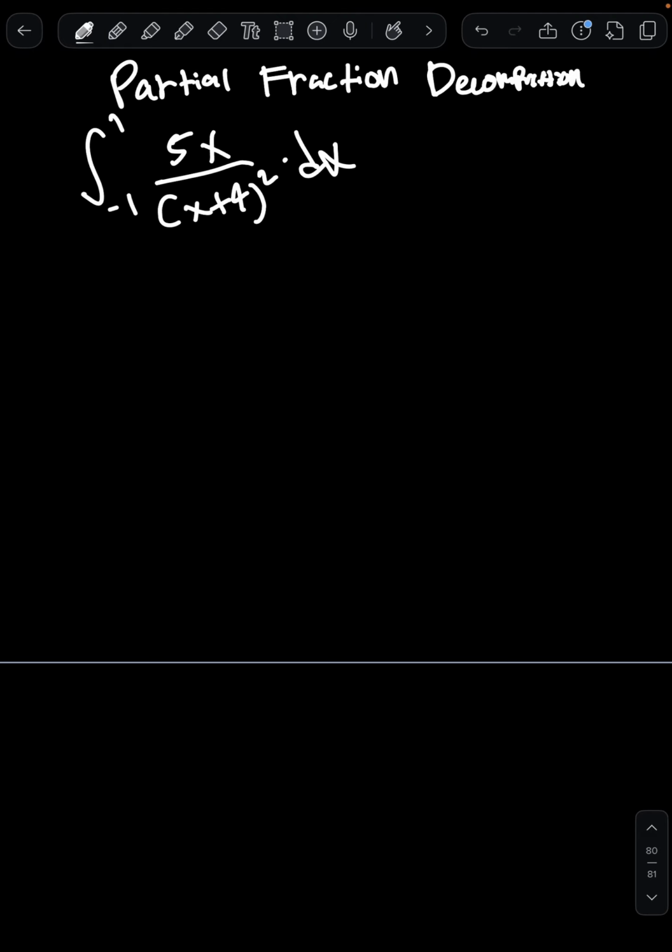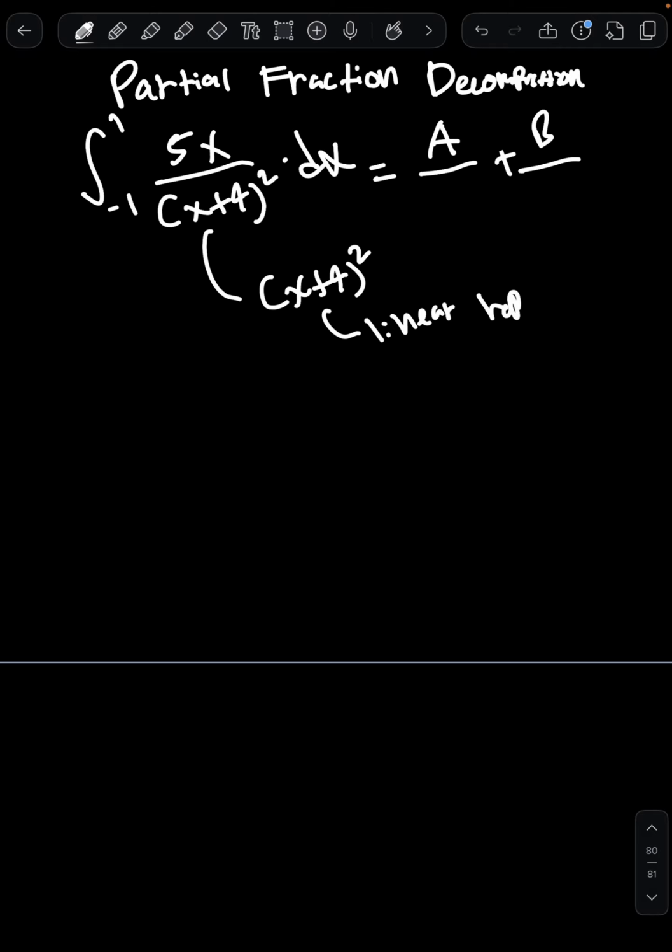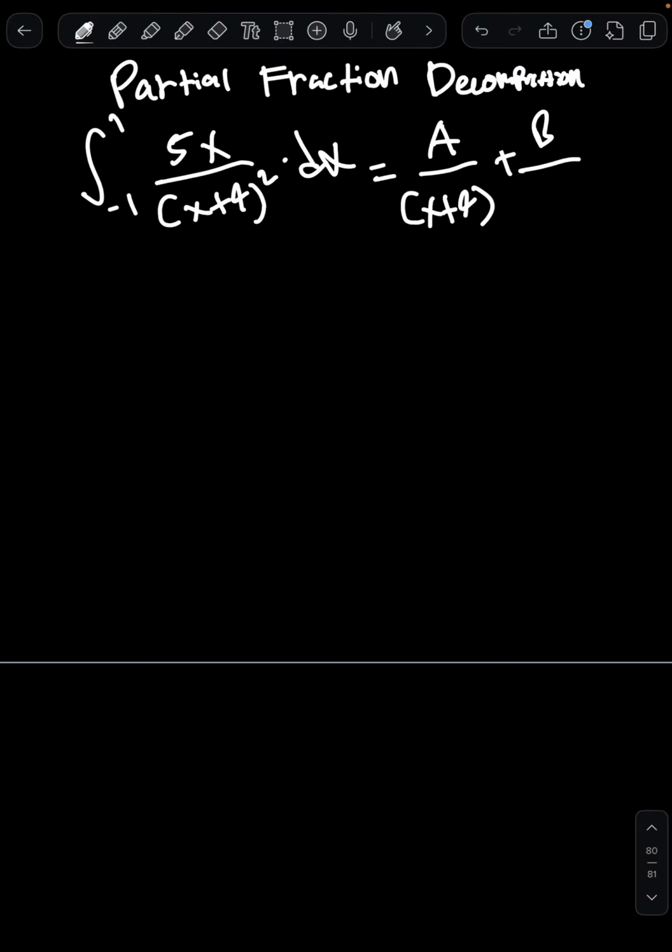The way we do it is we need to make a over something plus b over something. For this specific problem, take a look at the denominator, (x plus 4) squared. This is called a linear repeated factor because of its linearity, if that's a word. So because of that, we have to account for it twice. What it means is you take the base, which is x plus 4, then you take it squared.